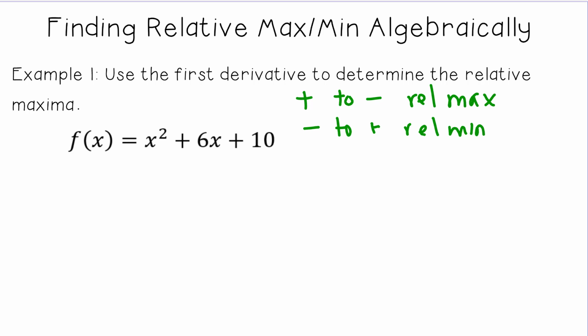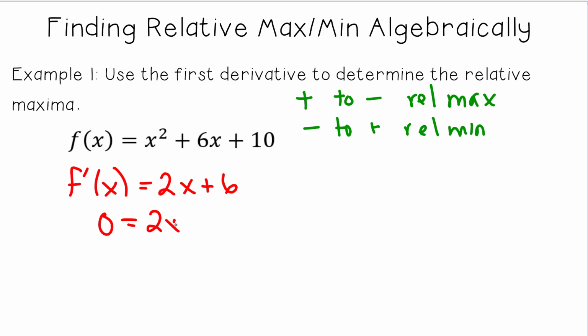So the first thing we're going to have to do is find the critical values. The way that we do this algebraically is we figure out where the first derivative is equal to 0 or where the first derivative is undefined. So I'm going to go ahead and take the first derivative. In this scenario, this first derivative will never be undefined, but it will be equal to 0. So I'll set it equal to 0. I subtract 6, and I get negative 6 equals 2x. X equals negative 3. So this derivative is 0 at x equals negative 3.